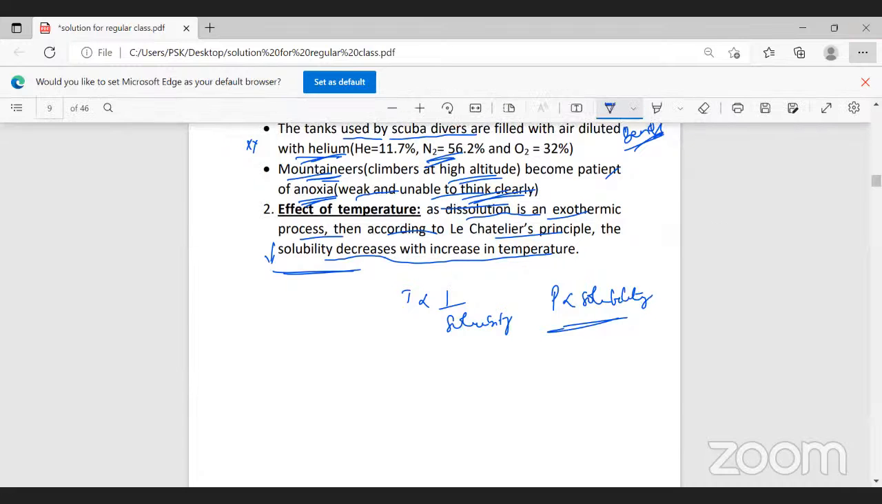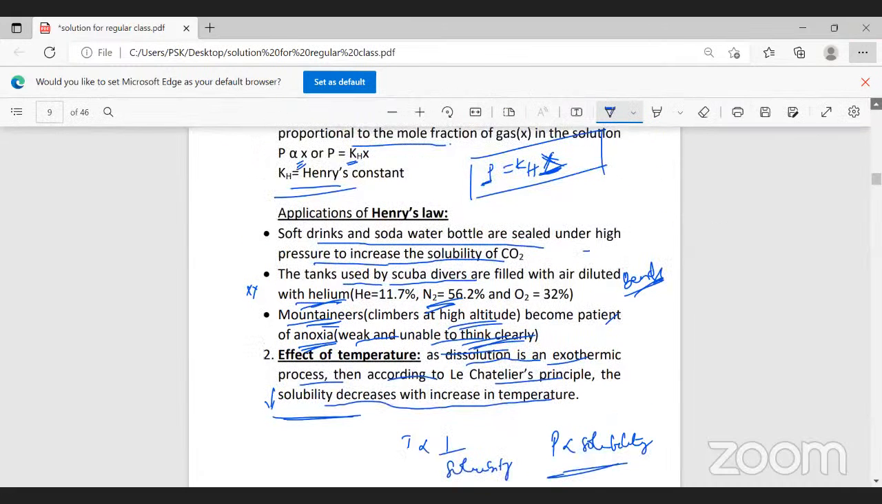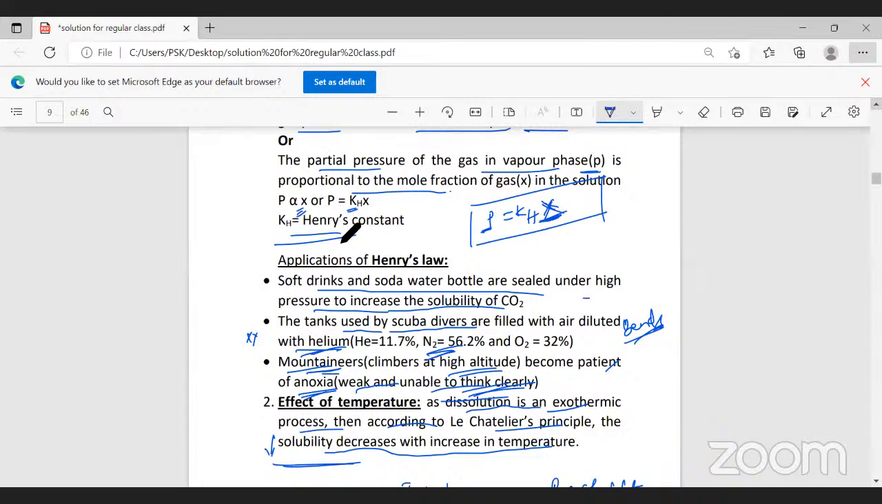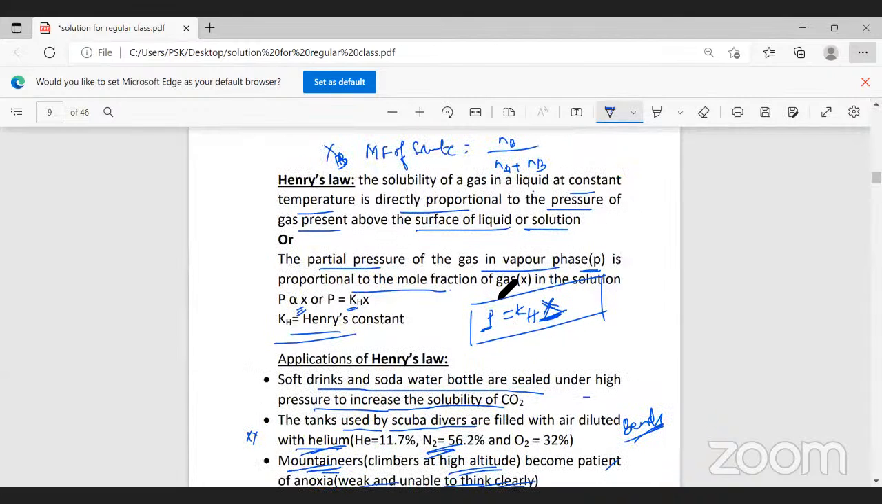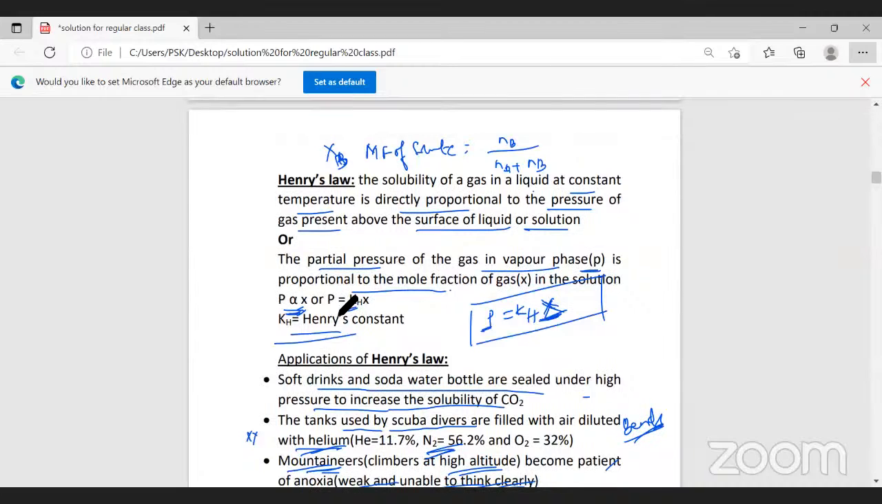Is there any clarification with Henry's law so far? So Henry's law states there are two methods of defining Henry's law. Partial pressure of a gas in vapor phase is proportional to mole fraction of the gas in the solution. So if we remove the proportionality sign, we give a proportionality constant, and that's called Henry's constant. Is it clear? Is it clear, students?